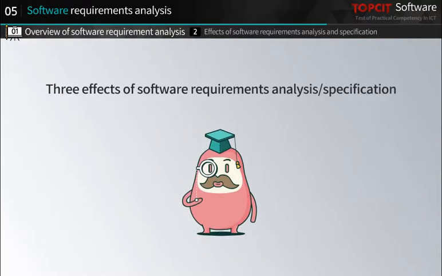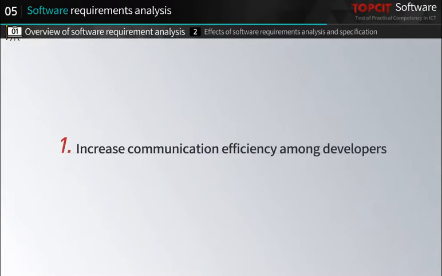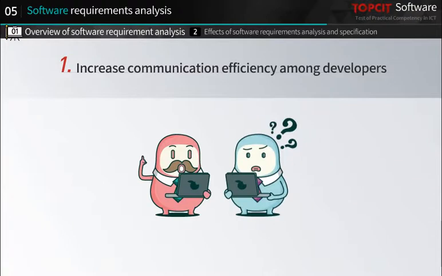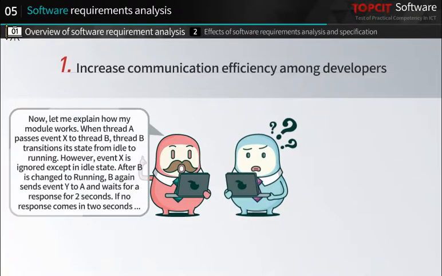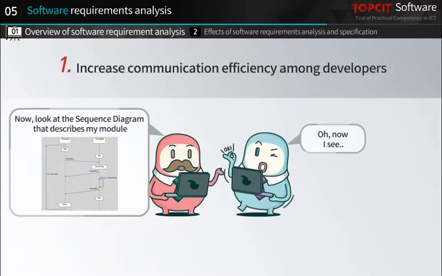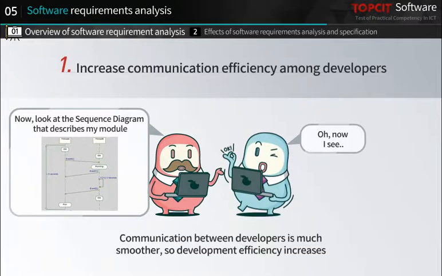We analyze software requirements and make specifications when developing software. Analyzing and specifying software requirements in this way has three effects. First, it increases the efficiency of communication among developers. As you can see on the screen, two developers are discussing the system. However, when one verbally explains the complex software structure, they are not able to communicate with each other. But if you have a blueprint that shows the same thing at a glance, it's much easier to understand. It also improves development efficiency because the communication between developers is much smoother.